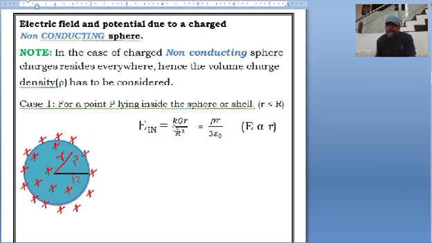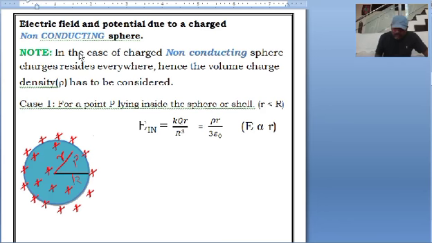This small k represents 1 by 4 pi epsilon naught. Q represents the total charge on the sphere. Small r is the distance of the point inside from the center, and capital R divided by capital R cube, where capital R represents the radius of the sphere. So this is the formula for the electric field intensity inside the charged non-conducting sphere.